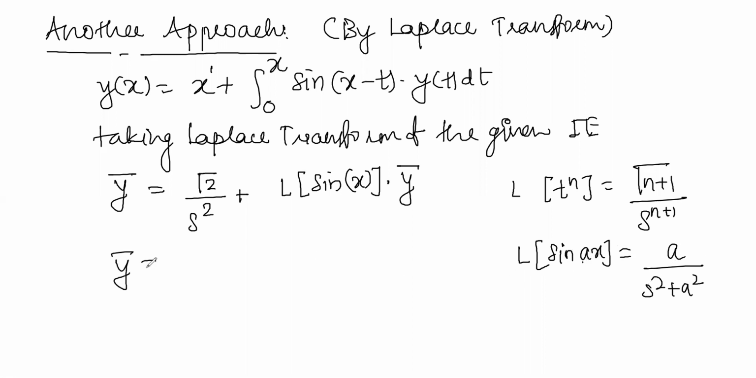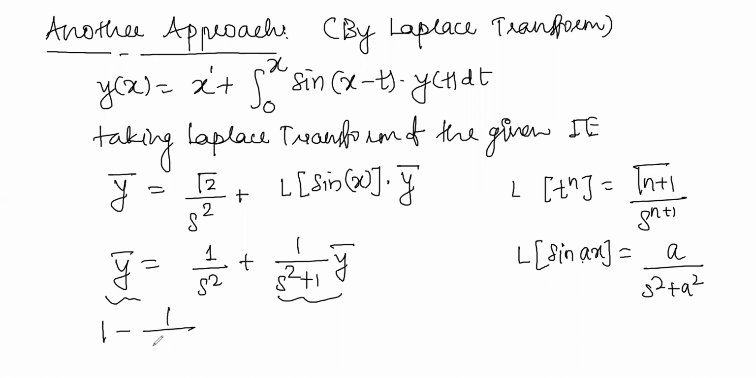So this will be y bar equal to gamma 2, which is just 1, upon s square, plus the Laplace transform of sine x, which is 1 upon s square plus 1, times y bar. Now your task here is to collect all y bars together and take the inverse Laplace transform, and the remaining part would be your solution. Let's go. I'll collect these two terms together because I see their y bar. So it will be 1 minus 1 upon 1 plus s square, times y bar, equal to 1 upon s square.